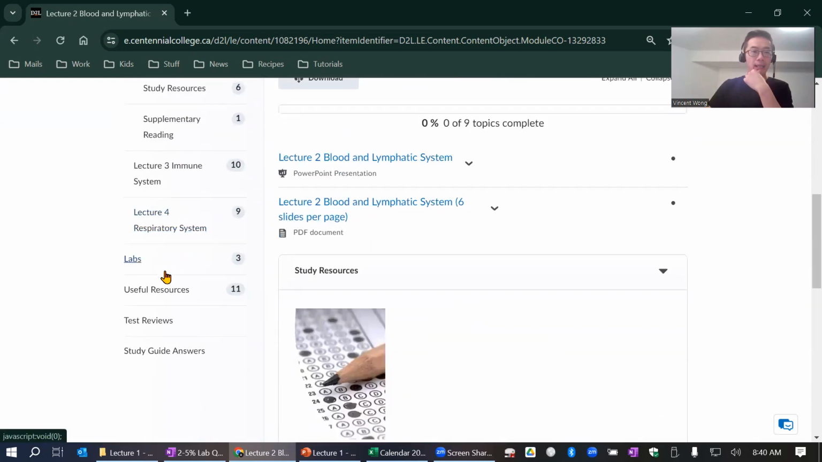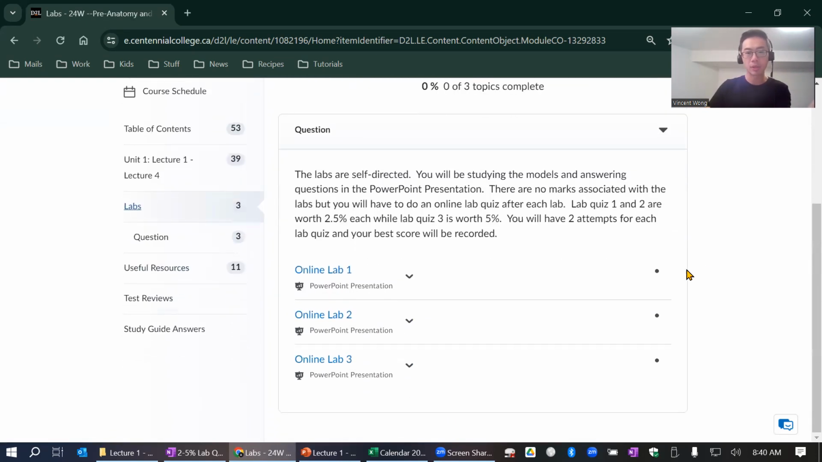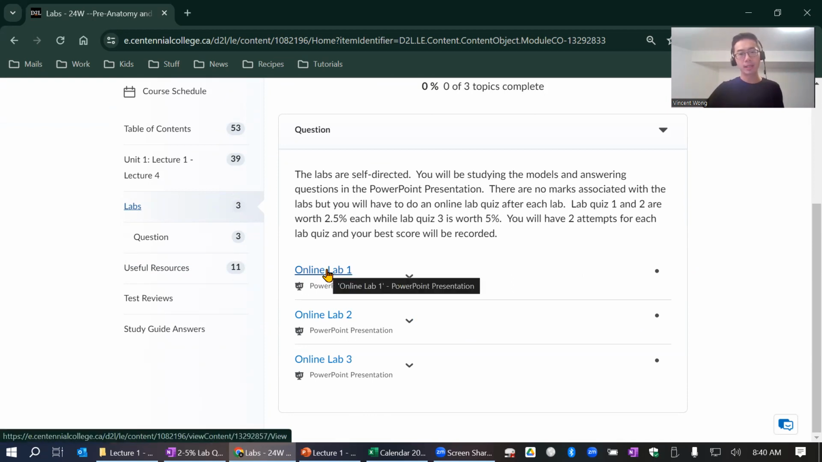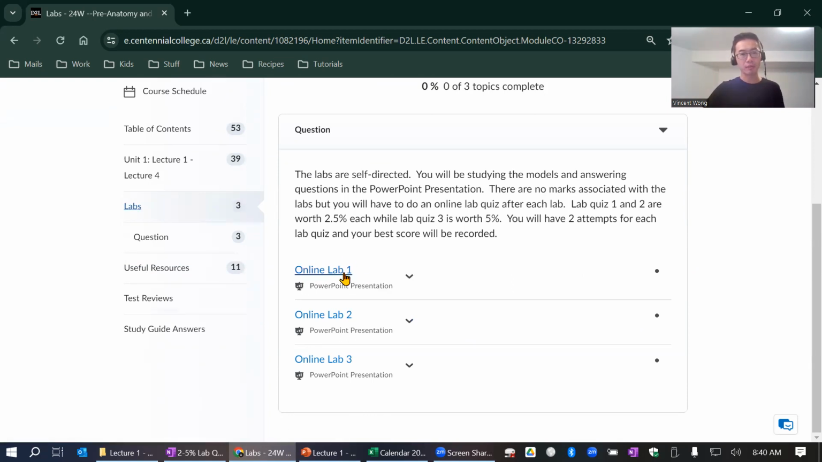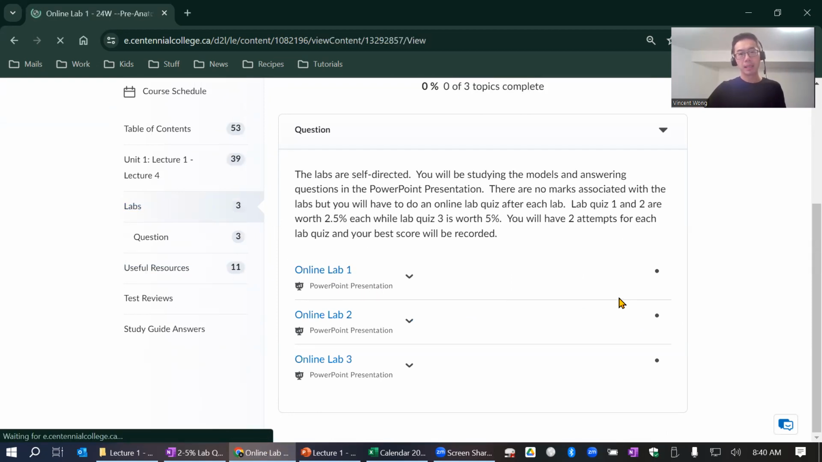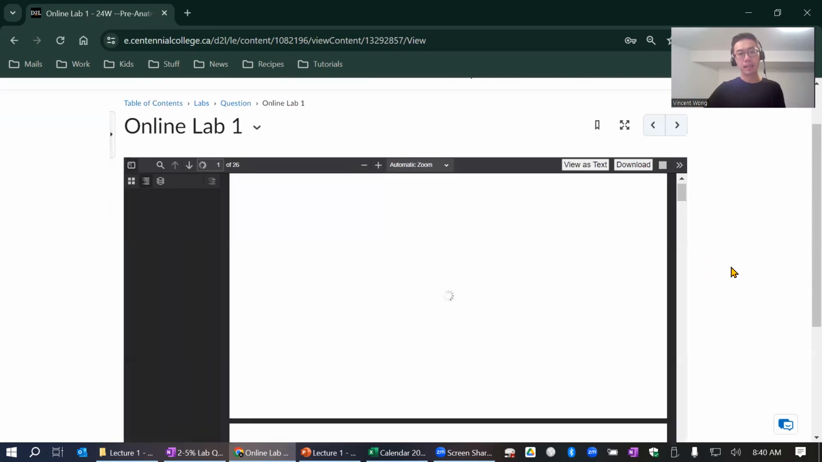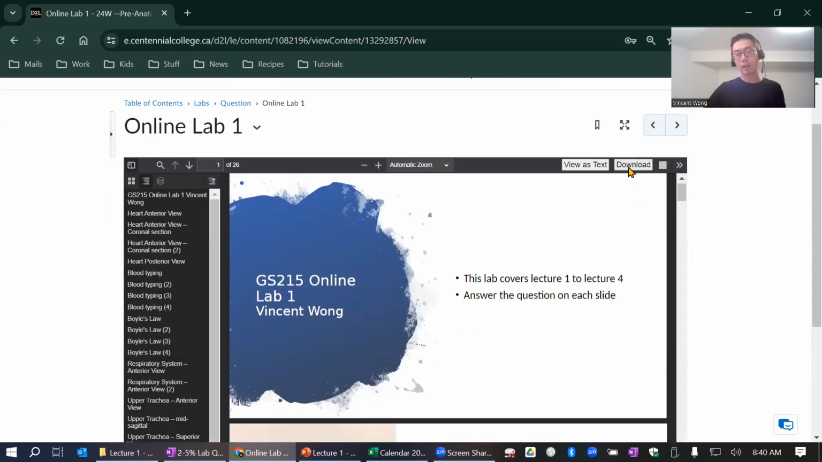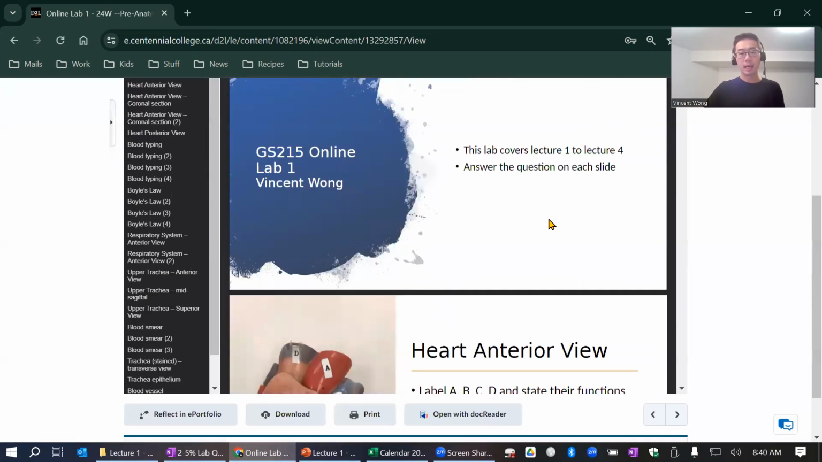Now, the labs, I'll explain more when we get closer to it. But it's different from last semester again. The labs, you just have to go through these PowerPoint slides yourself. I think they're available right now. So you click on online lab. It's probably best that you download it onto your computer and do it yourself.